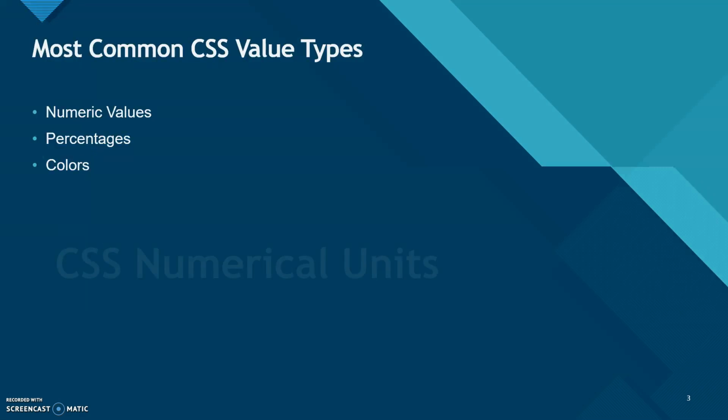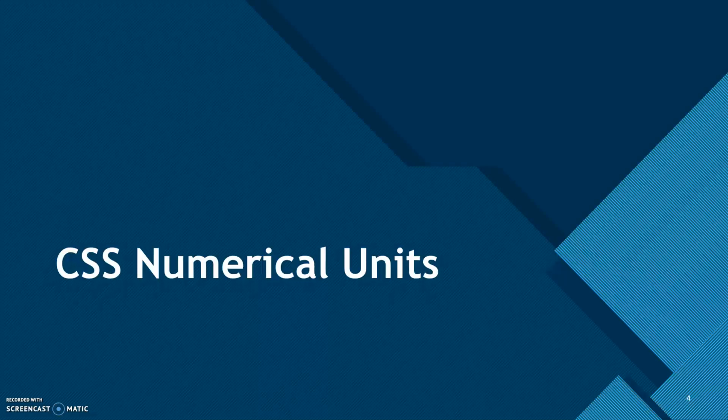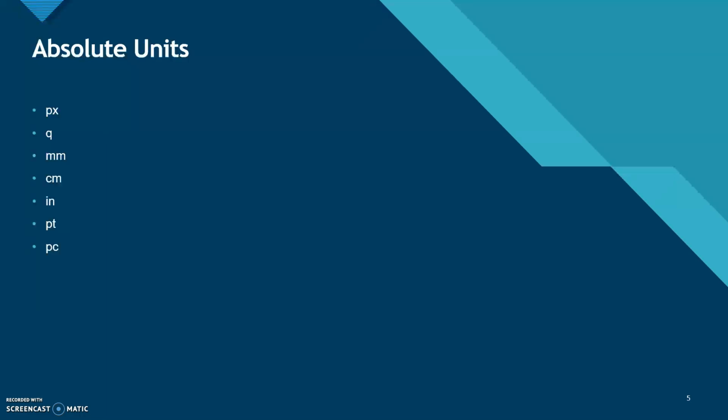So the first most common type is numerical units. Numerical units can be split up into two categories: absolute units and relative units. There are many different absolute units. The most common is pixel. This is the one that we will use in most cases. There are others, which I will go through.